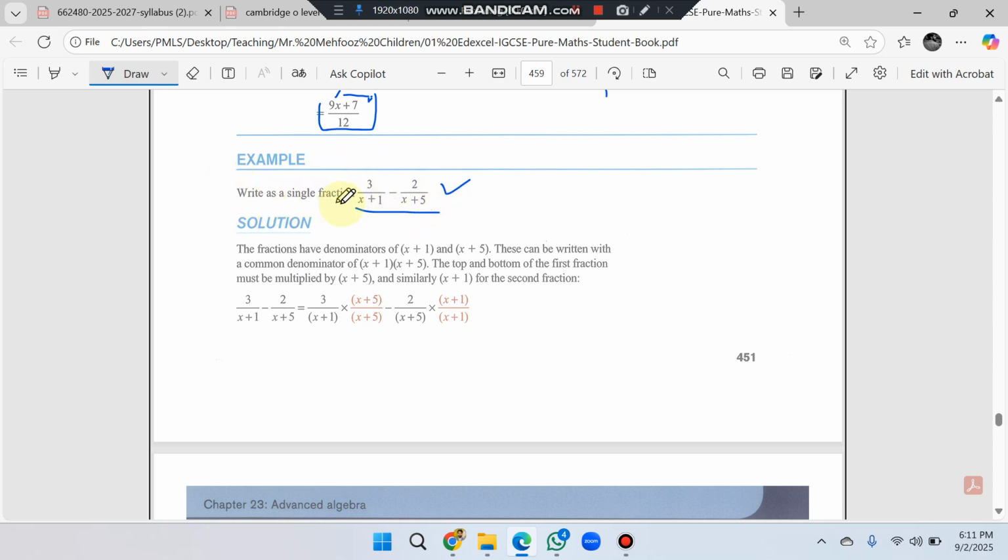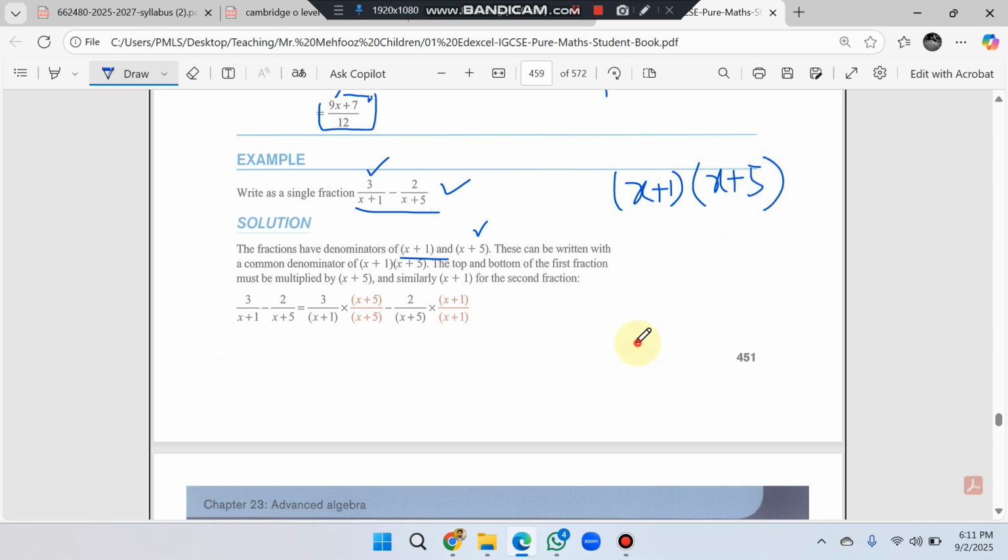Next is the example in which we have to subtract two fractions. Write as a single fraction 3/(x + 1) - 2/(x + 5). In the first fraction the denominator is x + 1, and in the second fraction the denominator is x + 5. These can be written with a common denominator as the multiplication of these two denominators, because we do not have any common term in these two denominators.